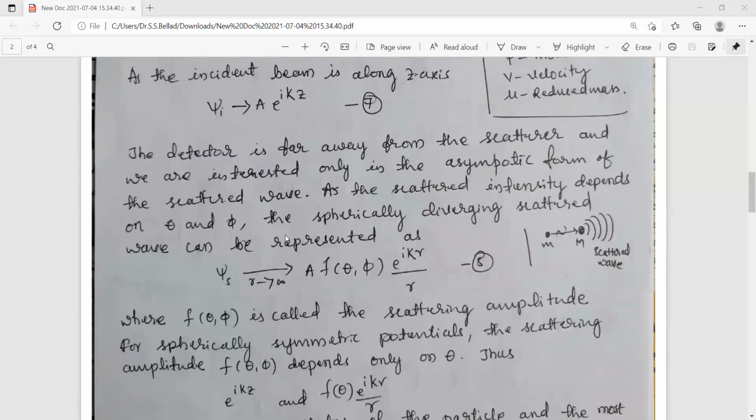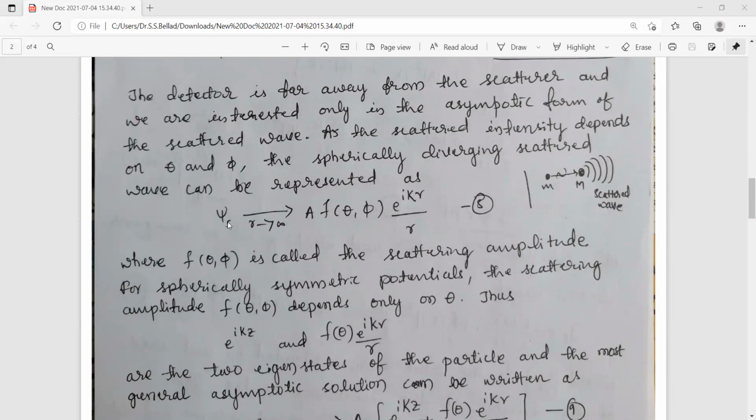And as the scattered intensity depends on this theta and phi, here this theta is the scattering angle, whereas this phi is the azimuth angle, that is the angle between the plane of reference and the plane of scattering. And hence the spherically diverging scattered wave can be represented like this.